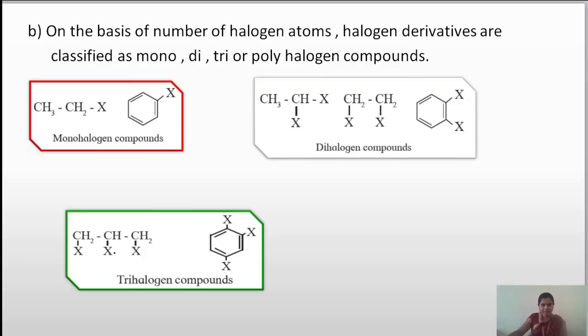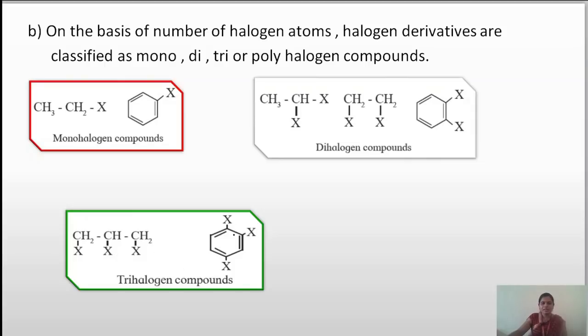Next is the trihalogen compound. What do you mean by tri? Tri means three, and when there is a replacement of three hydrogen atoms of any hydrocarbon by three halogen atoms, then we will get the structure of the trihalogen compound. Here this is the structure of propane, and I replace three hydrogen atoms of this propane by these three halogen atoms. Then I will get this type of structure.